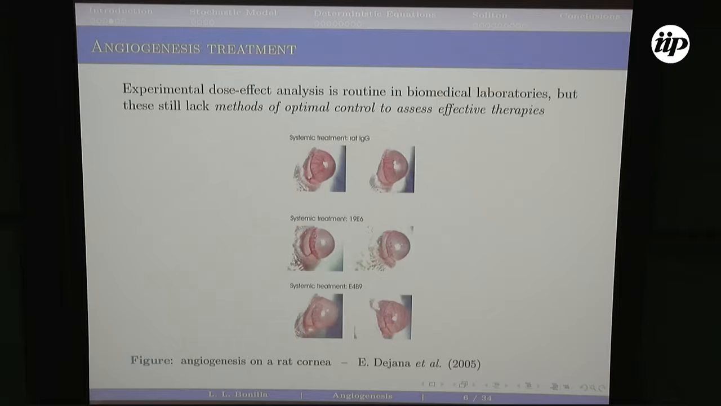Okay. Of course, if we had better models of how this process happened and how the substances work, in the end, this should be like a control process. You want to control this process in an optimal way, maybe to stop it before it arrives there. Okay.